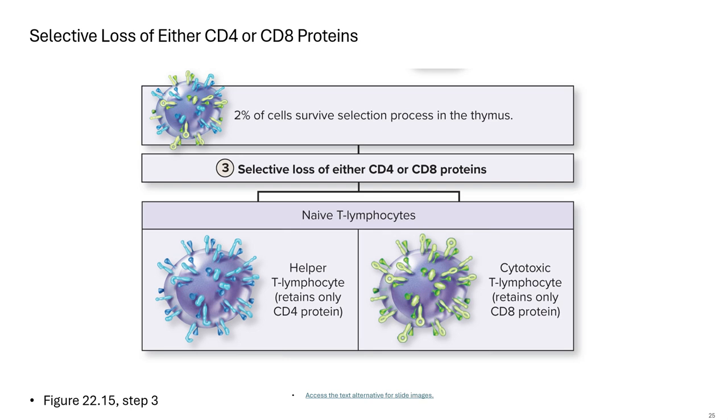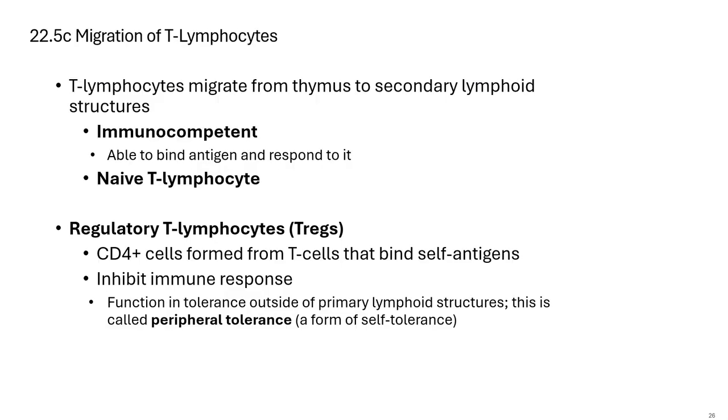And so then you can say, okay, which of those cells are going to bind with the various MHC molecules? You can say, okay, CD4 is going to bind with MHC2 on antigen-presenting cells, and CD8 is going to bind with MHC1 on all nucleated cells, right? And so this is this process of losing one of these CD markers.